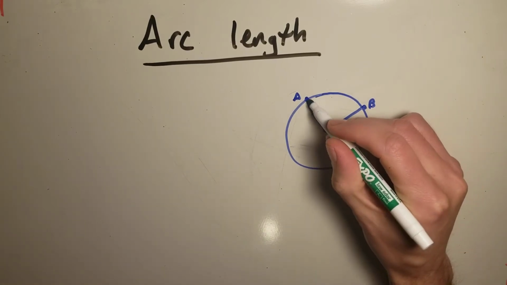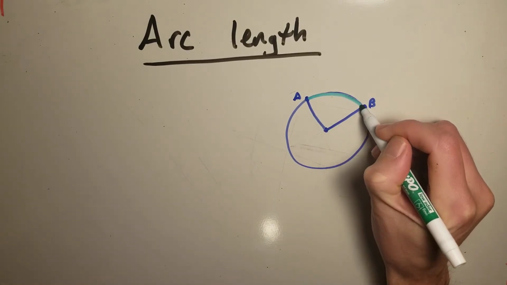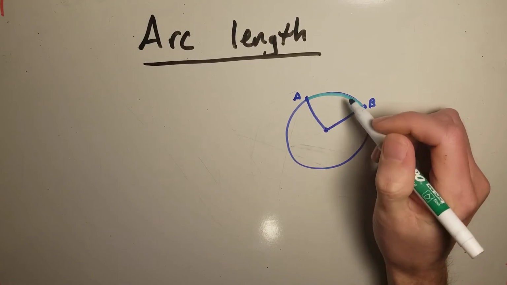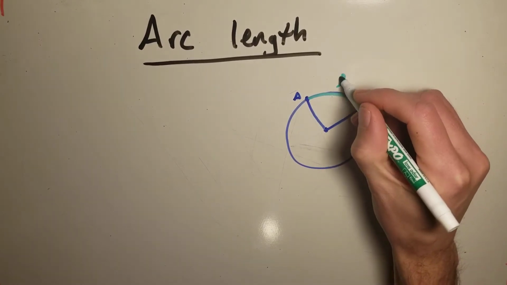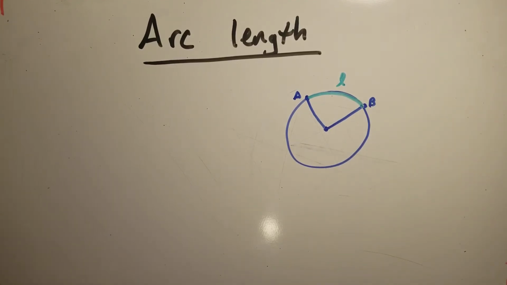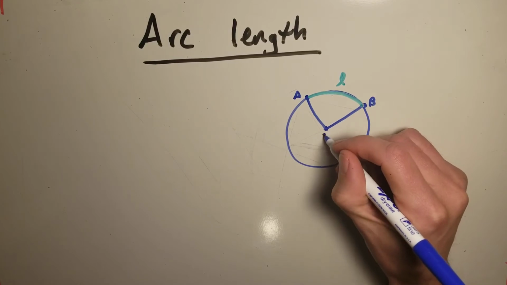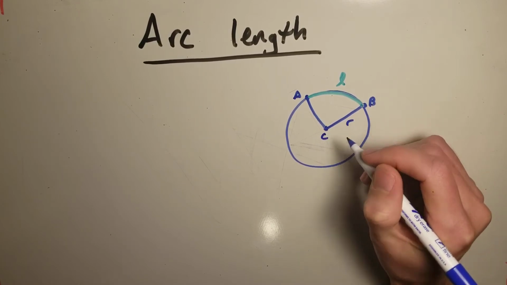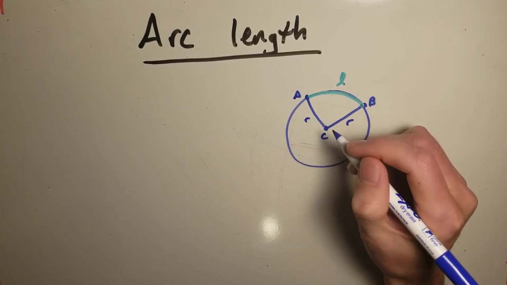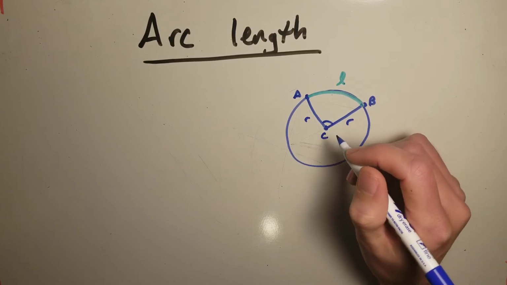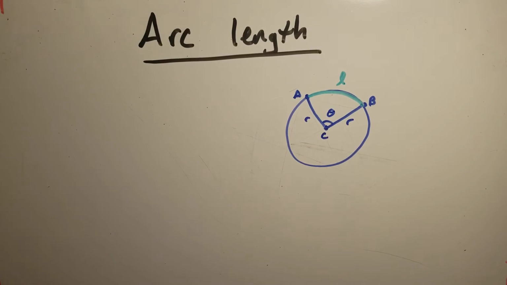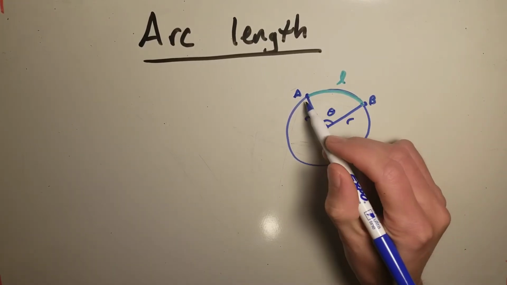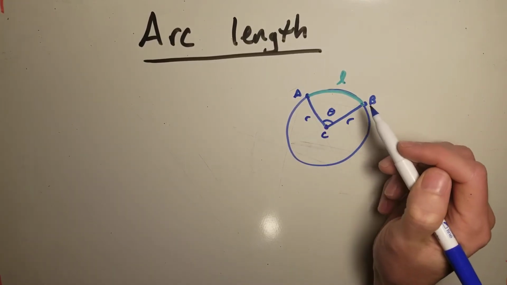So let's say we're trying to find the arc length of this. We're trying to find the distance from A to B on that arc, and we'll call it the distance L. Now some things you want to point out here. Call this C. From C to B, that's a radius. From C to A, it's also a radius. And this here we said was the central angle. We'll call that theta.